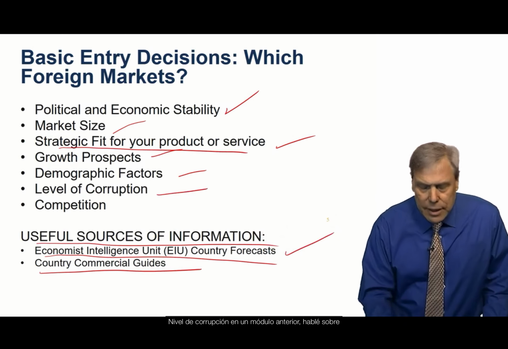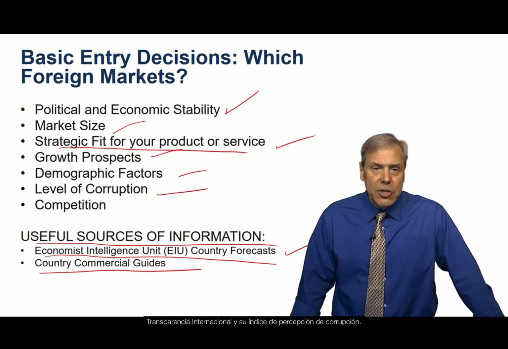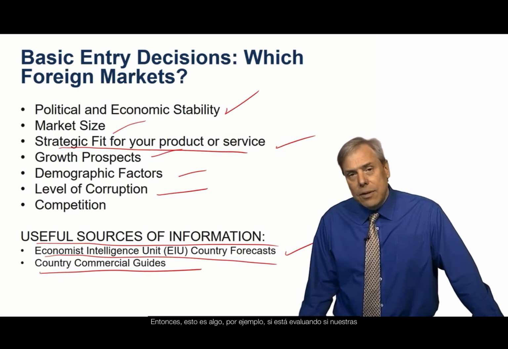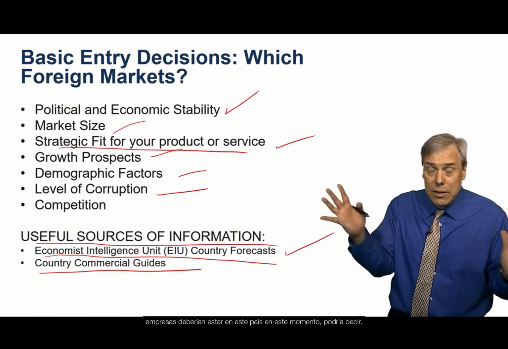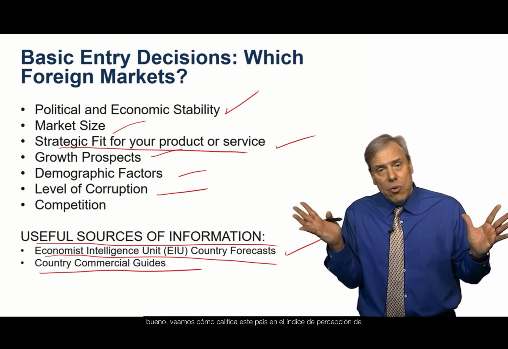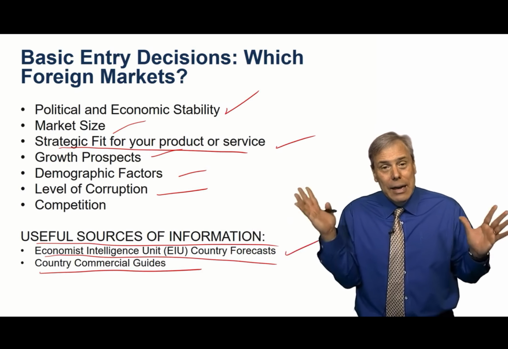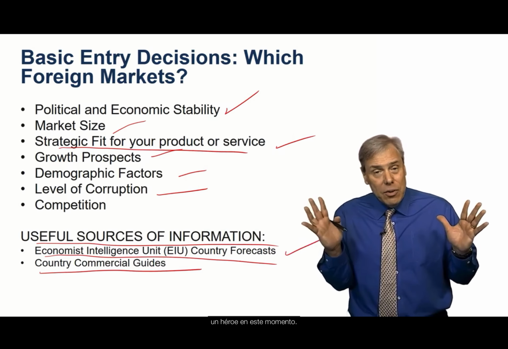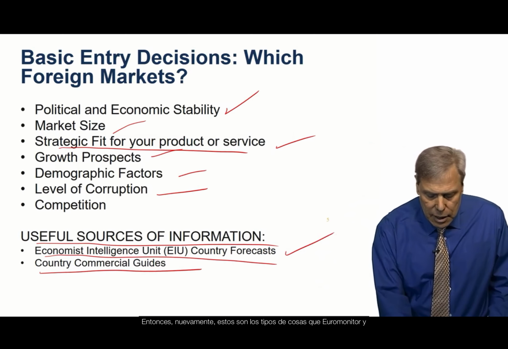Level of corruption. In a previous module, I talked about Transparency International and its Corruption Perceptions Index. And so this is something, for example, if you're assessing whether our company should even be in this country at this moment, you could say, well, let's look up how this country scores on the Corruption Perceptions Index, right? If it's so corrupt, we might be wise to maybe avoid this country or maybe consider not even being here right now. So again, these are the kinds of things.